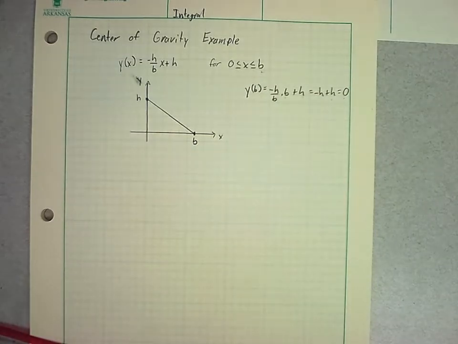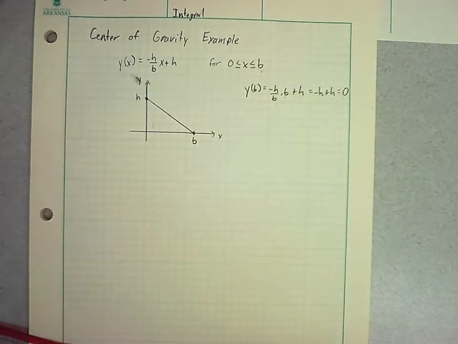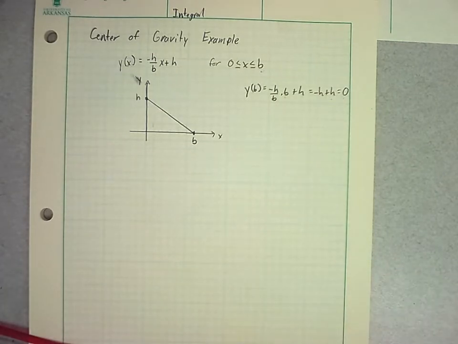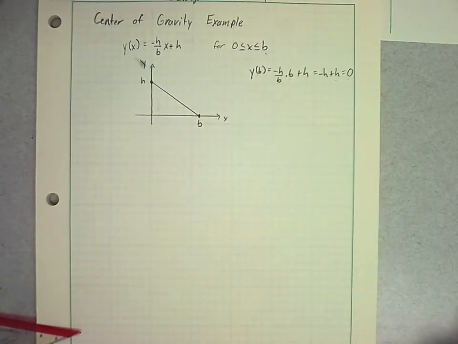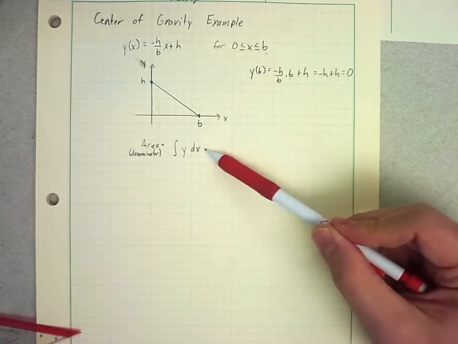So already from what we talked about before, we can expect this to be somewhere around here, around the 1/4 and 1/4 mark. But we want to show that by going through the calculus of everything that we get to the same answer. So let's start by, we know that area is in the denominator, so we're going to calculate that first. And again, we know that area, which is going to be our denominator, is the integral of y dx.